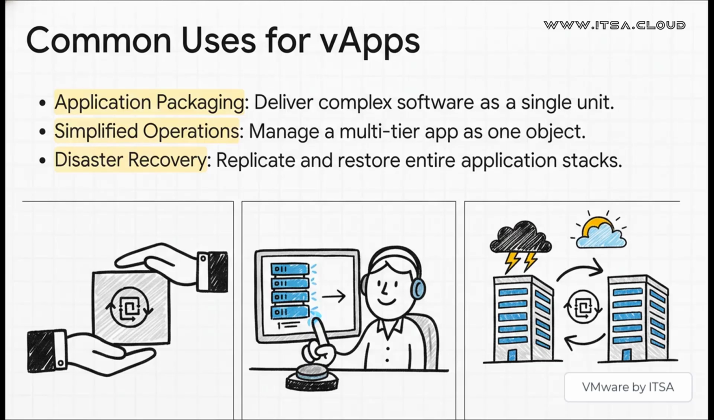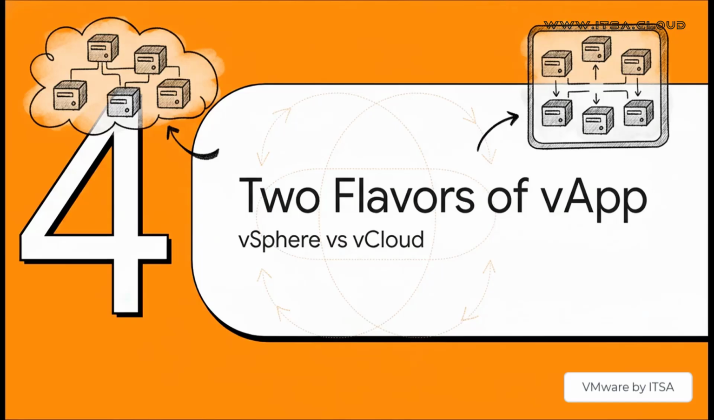Second, IT operations teams use them to simplify all that day-to-day management we've been talking about. And third, they are fantastic for disaster recovery. You can replicate an entire VApp to another site, knowing that if you ever have to fail over, the whole application will come back online in the right order, automatically.